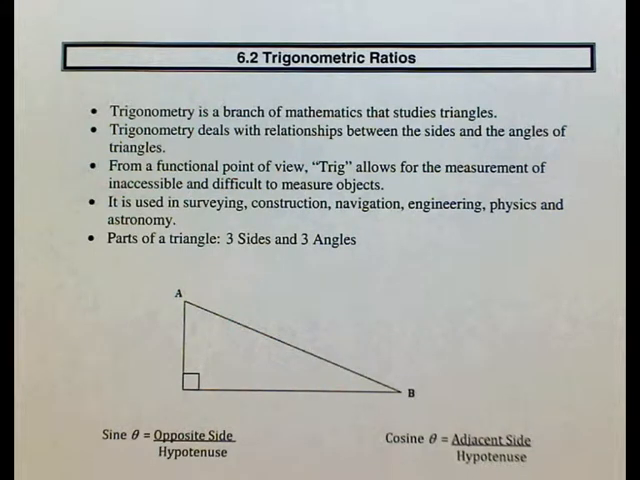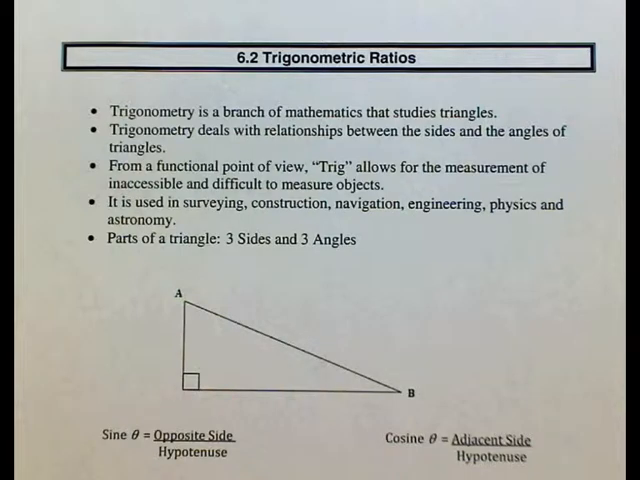6.2 Trig ratios. Again, we're looking back to grades 10 and 11 math. This should be a review for you. Trigonometry is a branch of mathematics that studies triangles, and more specifically, right-angled triangles. Trigonometry deals with the relationship between the sides and the angles of the triangles.